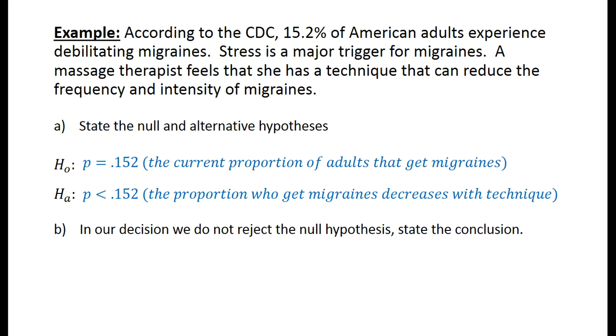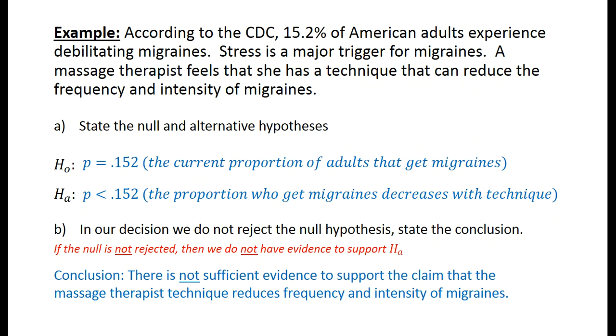Part B, in our decision, we do not reject the null hypothesis. State the conclusion. So again, let me review. If the null is not rejected, then we do not have evidence to support the alternative claim. So our conclusion is, there is not sufficient evidence to support the claim that the massage therapist technique reduces frequency and intensity of migraine.